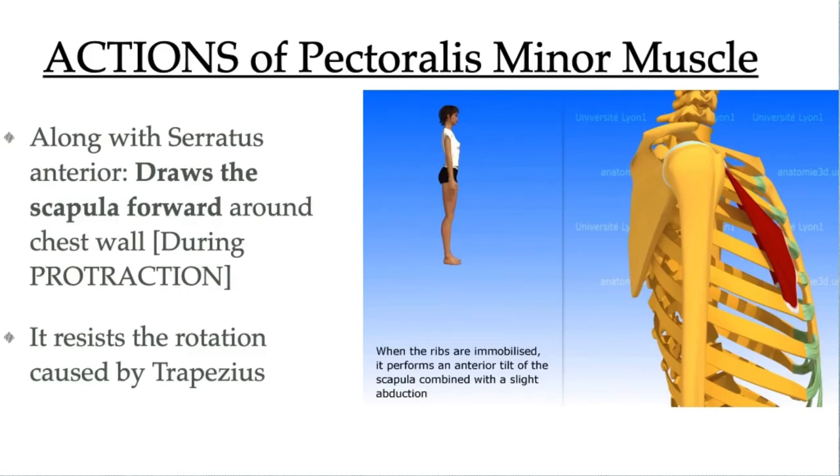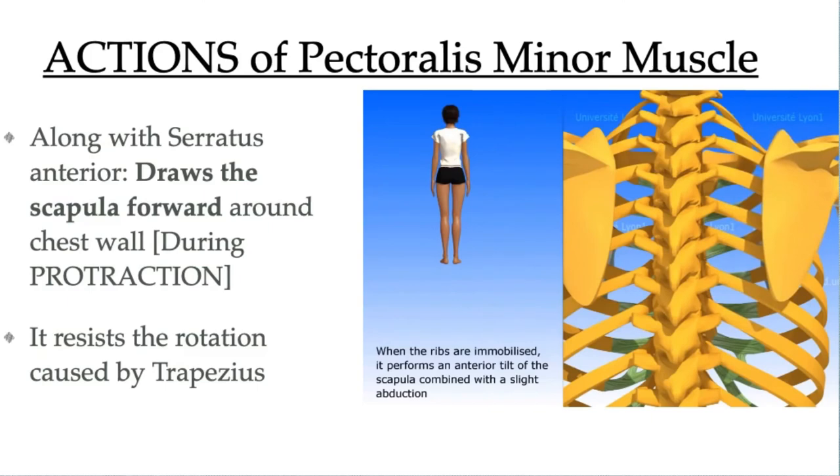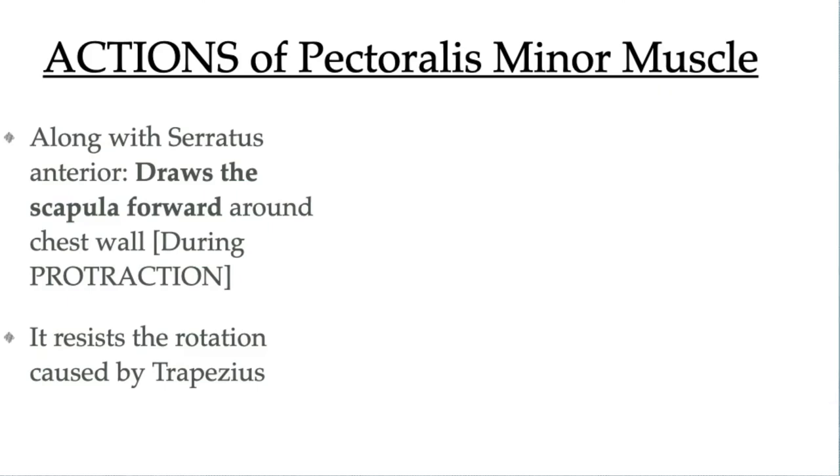Now, let us see the protraction of the scapula in the video on the right. Here you can see that because of the contraction of the muscle, the medial borders of the scapula are moving apart. So this was protraction brought about by the serratus anterior and pectoralis minor muscle.